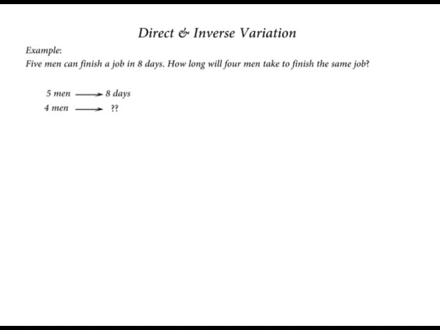We use an increasing fraction. Between 5 and 4, the increasing fraction will be 5 over 4. So we multiply that with 8, and that gives us 10.